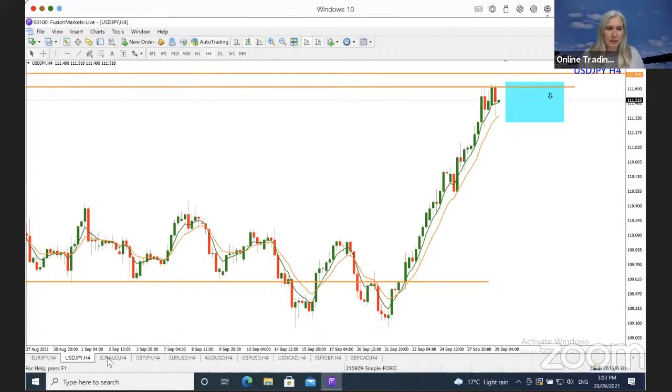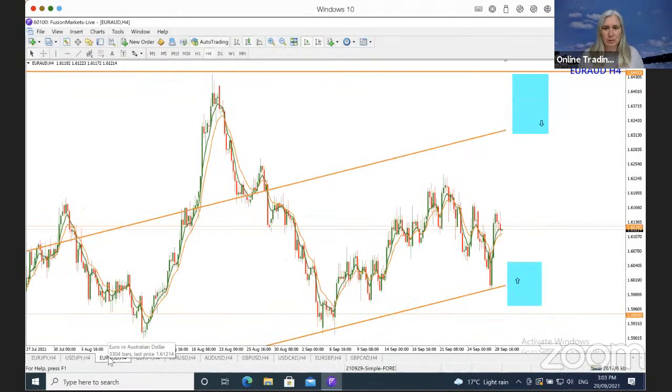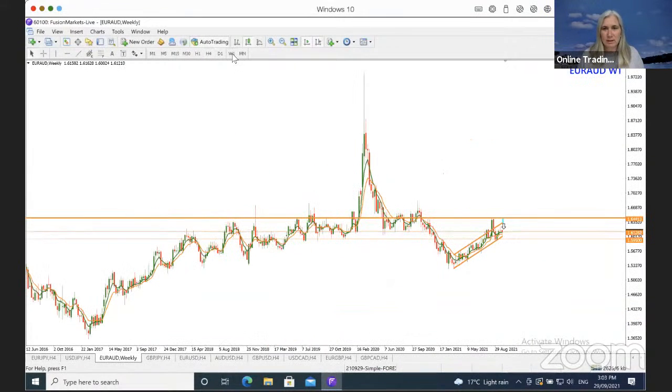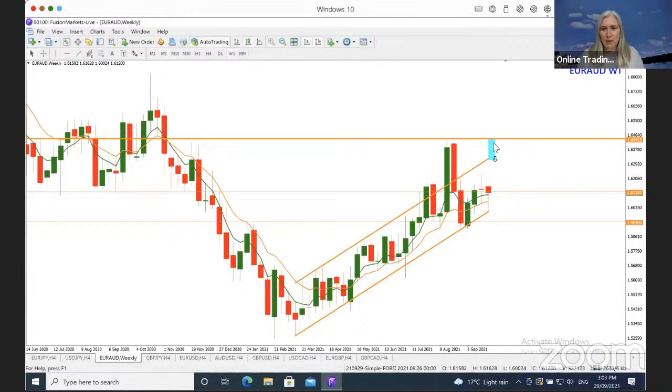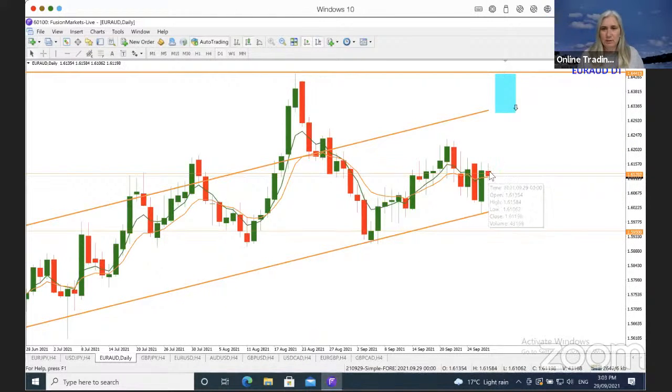The next currency pair I'm going to look at is Euro AUD. With Euro AUD, at the moment, I'm just waiting. On the weekly, what I see there is the channel going up, but there is that resistance level that if we reach there, I'm looking for short for sure. At the moment, I would be looking for long off the bottom of the channel. And because we're in the middle, it's a little bit uncertain. I don't know which way it's really going to be going.